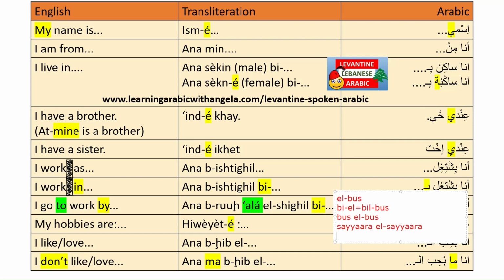How would you say I go to work by train? Say train. So أنا بروح على الشغل بالترين. That is B plus L train. We pronounce it as bil. Bil train.